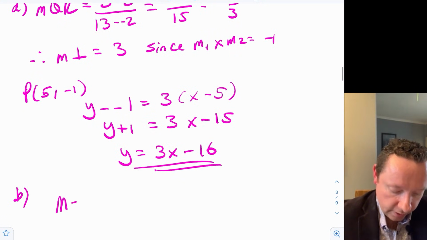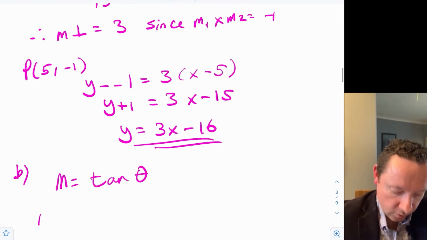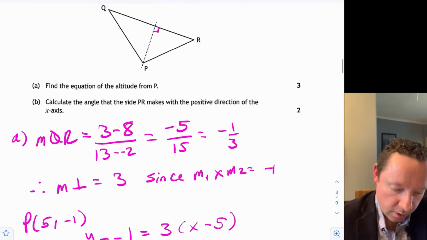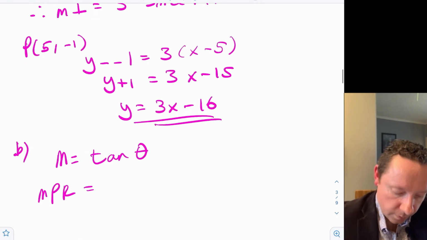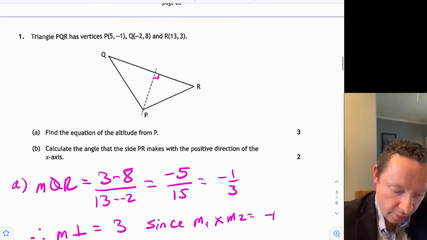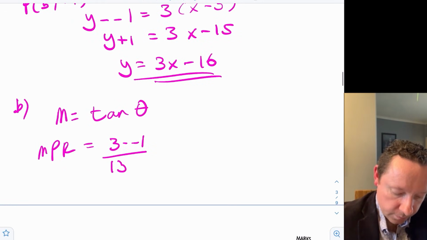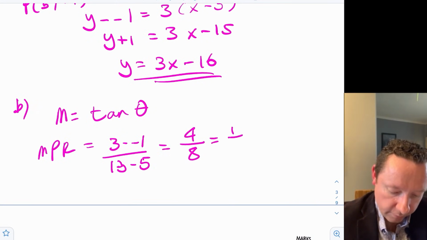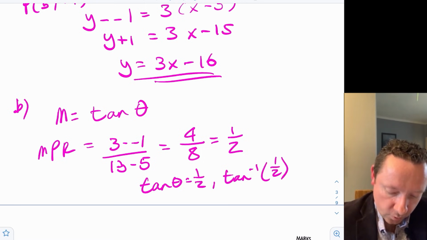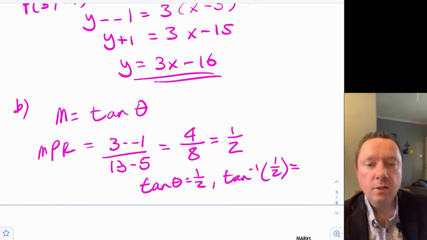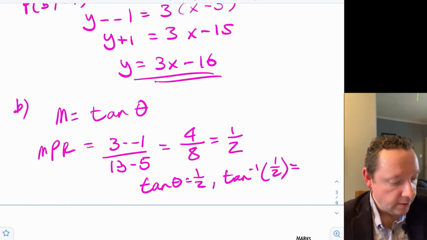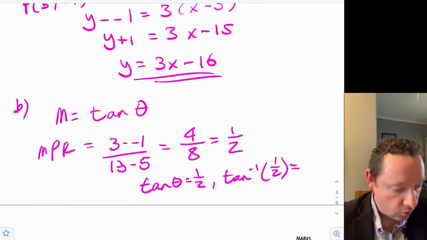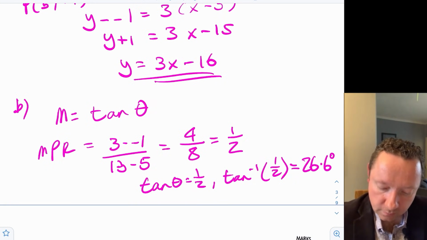Well, we know that gradient equals tan theta. So we need the gradient of PR. So let's look at P and R. We've got R, 3 minus 1 on the top, over 13 minus 5 on the bottom. That gives me 4 over 8, which is 1/2. So our tan theta equals 1/2. So theta equals the inverse tan of 1/2, and using a calculator, you get 26.565 or 26.6 degrees. And we're done there.